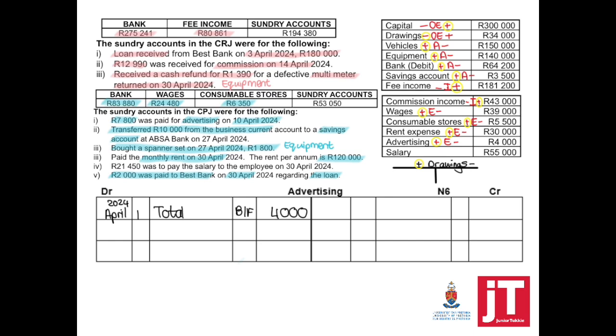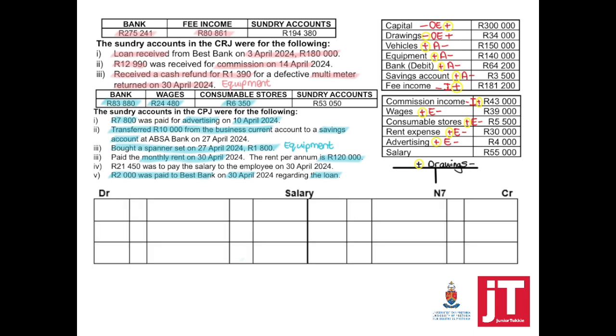Posting from the cash payment journal, bank is going to be credited, our assets is going to decrease. Therefore, advertising will be debited, our expense is going to increase on the day of the transaction, which is day 10. Details, bank, CPJ, 7,800. Nothing else happened with advertising. There's nothing on the credit side, so we just total the debit side.